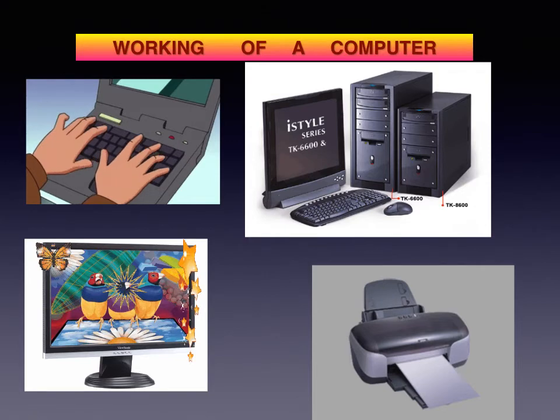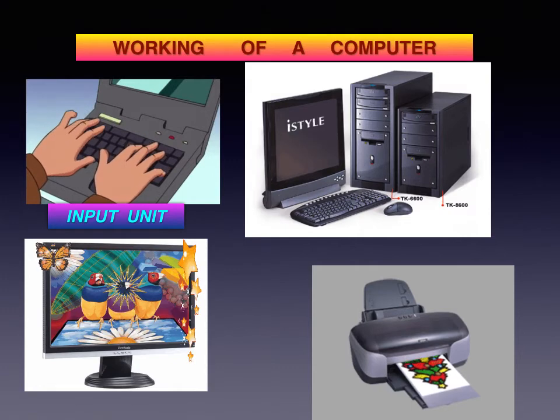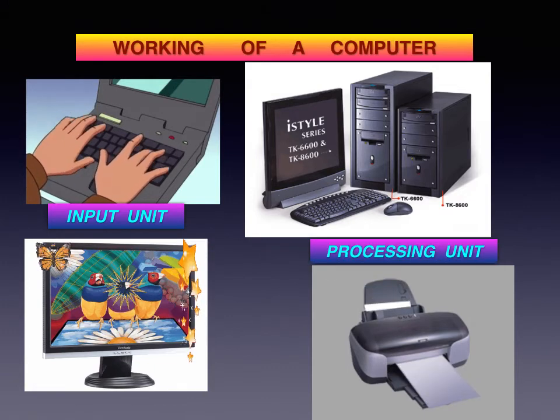Now we are going to see the working of a computer. The first unit is known as the input unit. All types of information or data are entered into the computer through this unit. Generally, a keyboard is used to enter data or information. The second unit is known as the processing unit. It has a memory unit, control unit, ALU unit.